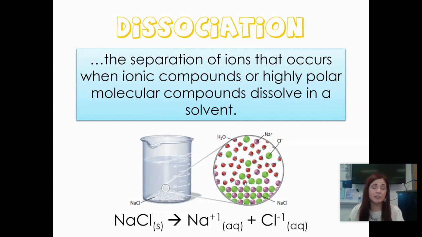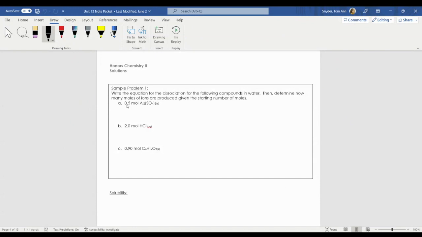Let's go ahead and take a look at this a little bit more and do sample problem 1 together. We are going to write the dissociation for the following compounds in water, and then we'll determine how many moles of ions are produced from the starting number of moles. So let's start off with aluminum sulfate. I'm just rewriting this down here. And I'm going to write my arrow, but I'm going to draw water up here just to show that I'm dissolving this aluminum sulfate in water.